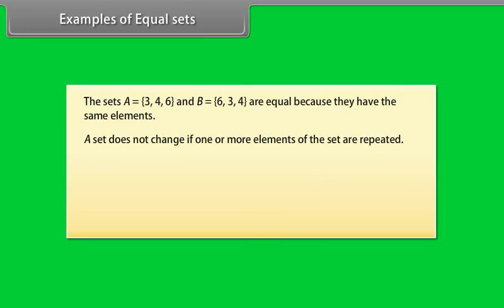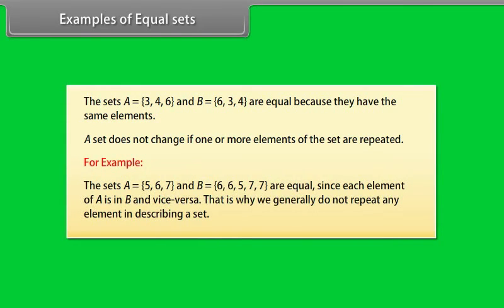A set does not change if one or more elements of the set are repeated. For example, the sets A = {5, 6, 7} and B = {6, 6, 5, 7, 7} are equal since each element of A is in B and vice versa. That is why we generally do not repeat any element in describing a set.